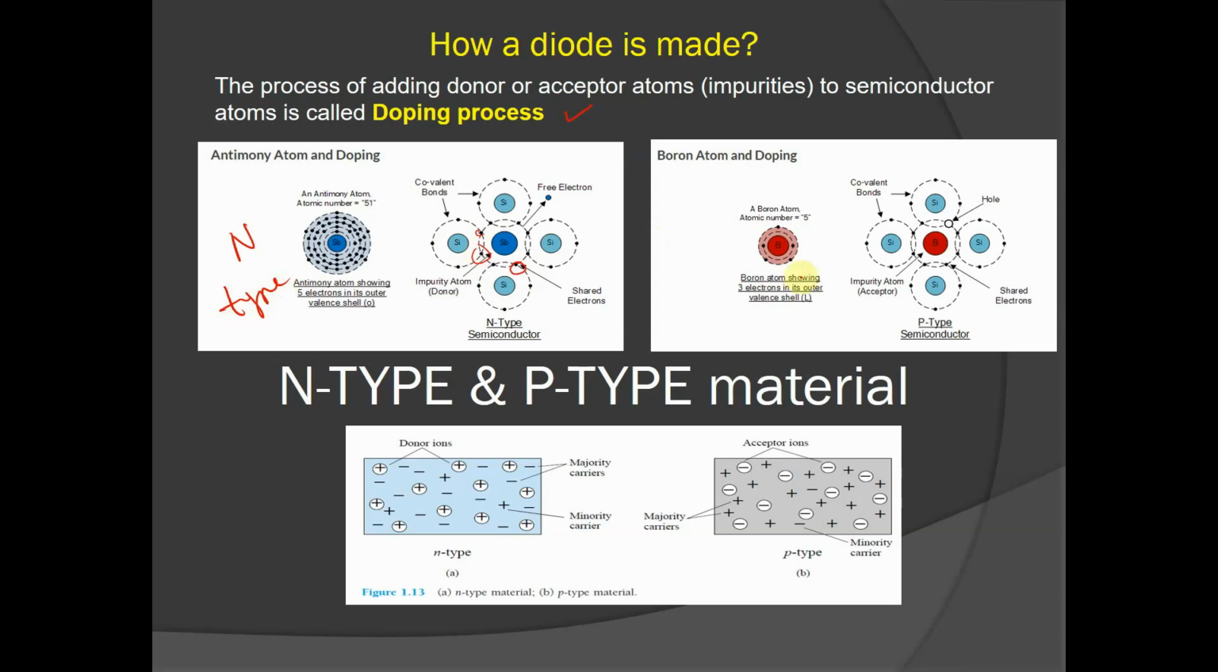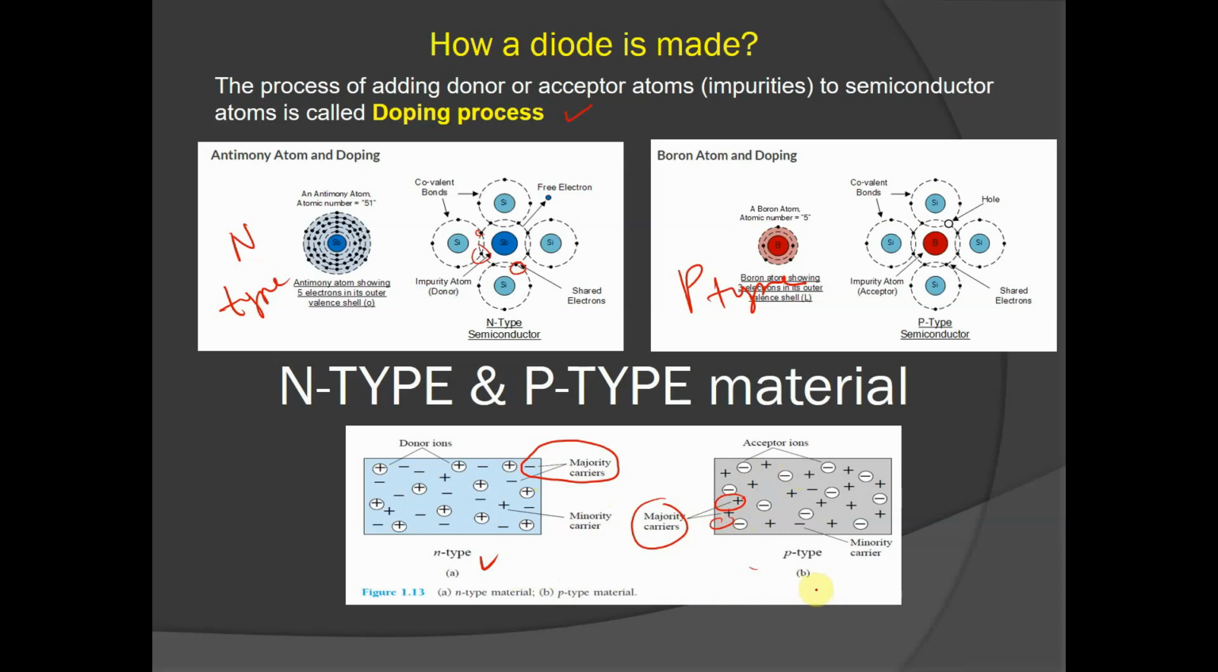On this part, when boron is added to the same component, silicon, it will become a p-type material. So we have an n-type material and a p-type material. When we say n-type material, the majority carriers are negative, and in the p-type material, the majority carriers are positive. So this is the n-type and p-type material.